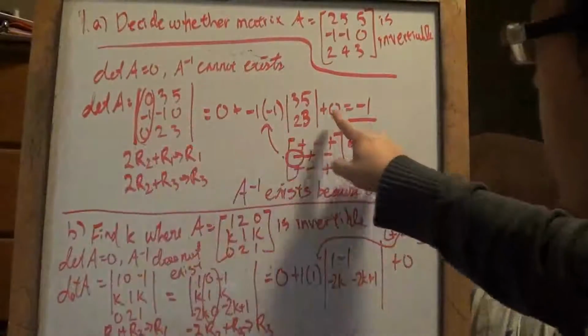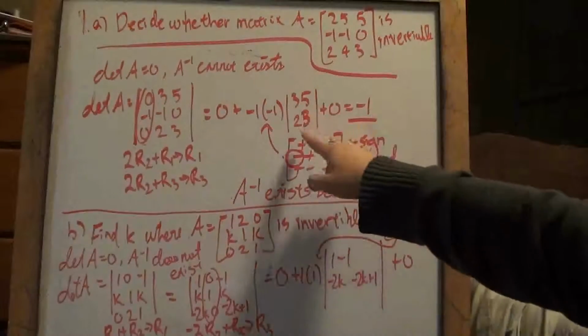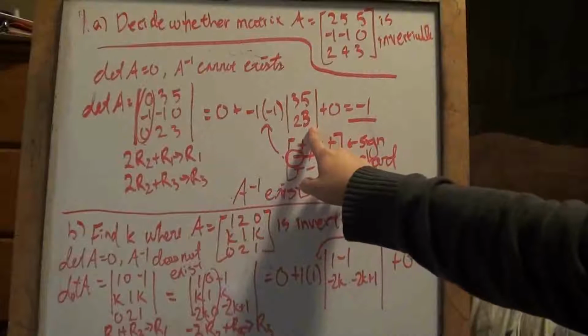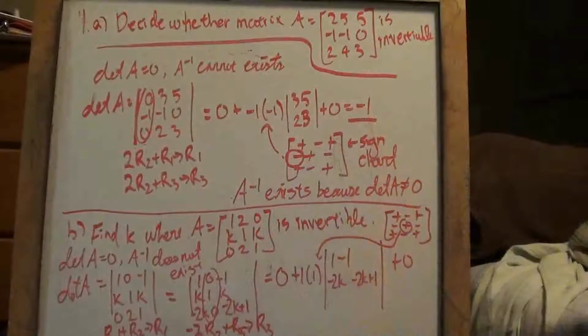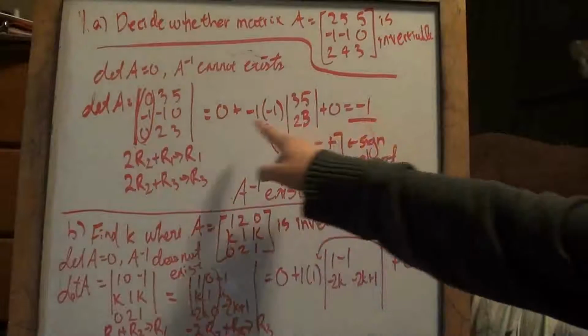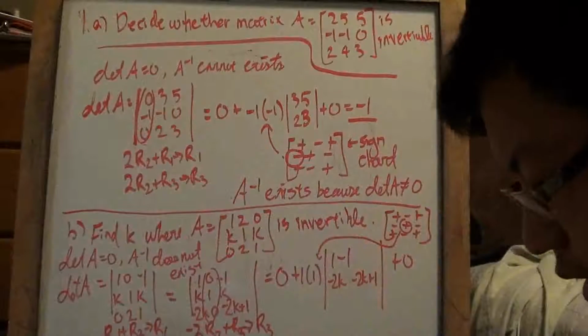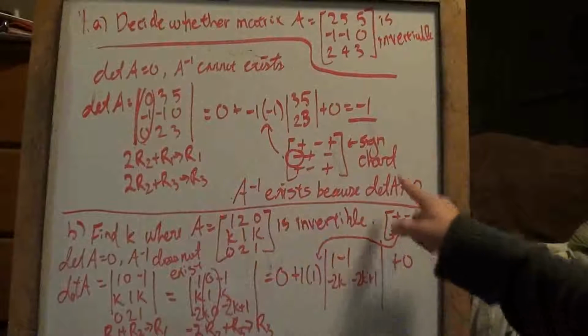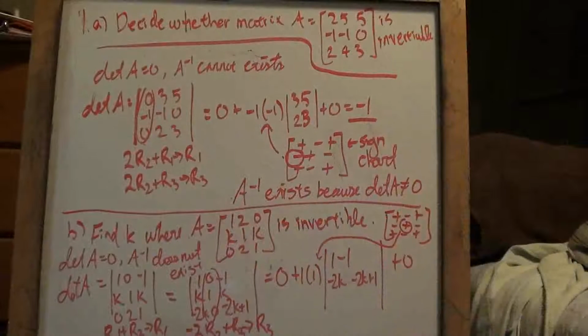Next one, 0 times anything is 0. So, when I did the calculation, that's going to be 3 times 3, 9, minus 10. So that's going to be -1. So the determinant of A is -1, and because of that, the inverse of A exists because the determinant is not 0; it's -1. Okay, and the question is similar for B.